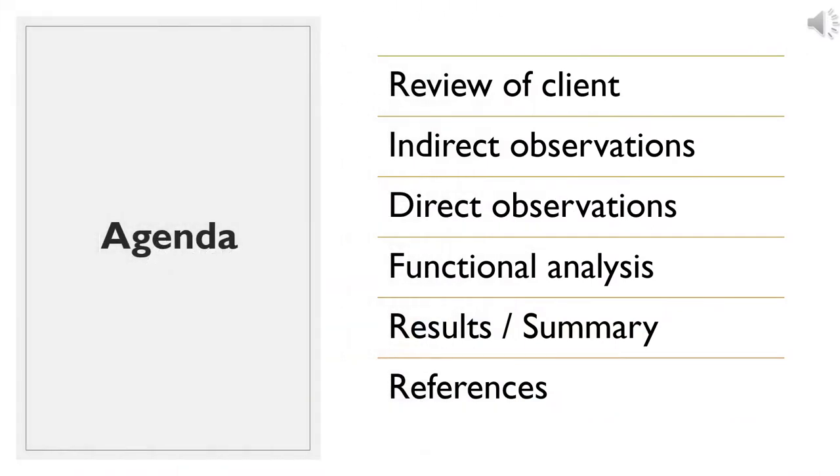In this PowerPoint, we will be reviewing the functional behavior assessment of a fake client named Jane. We will first review background information about the client. Then we will discuss her indirect observations, direct observations, and functional analysis. Throughout, we will discuss results of these assessments as well as hypotheses for behavior. After discussing and viewing the functional analysis, we will analyze the results obtained. Finally, we will show you the references for this PowerPoint.